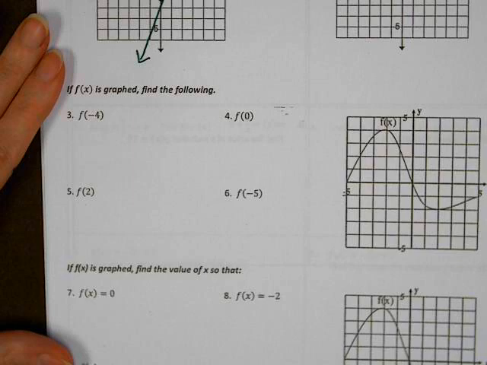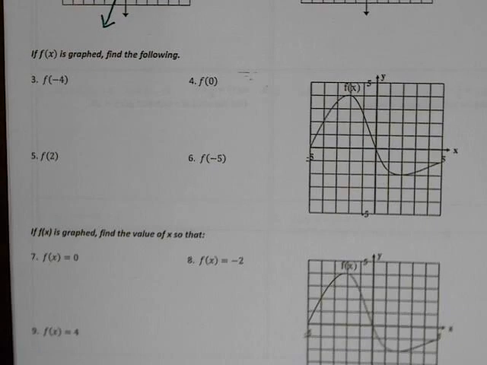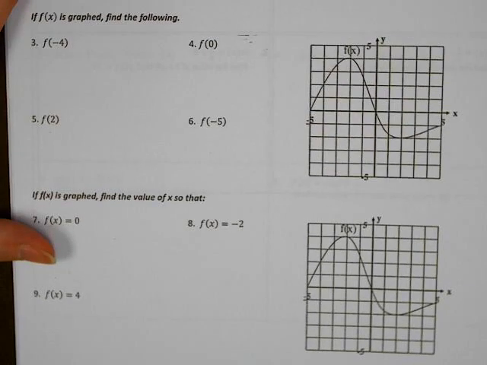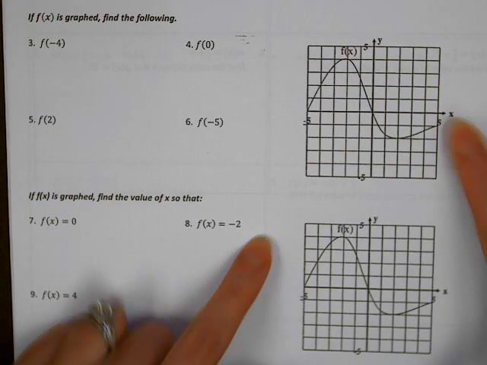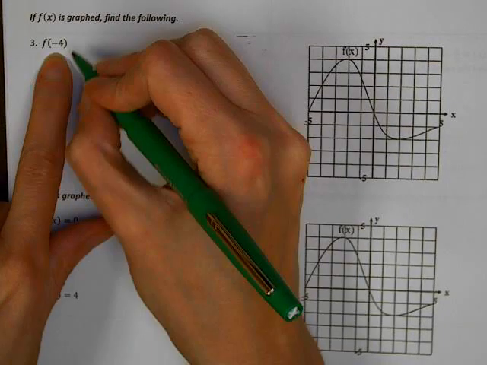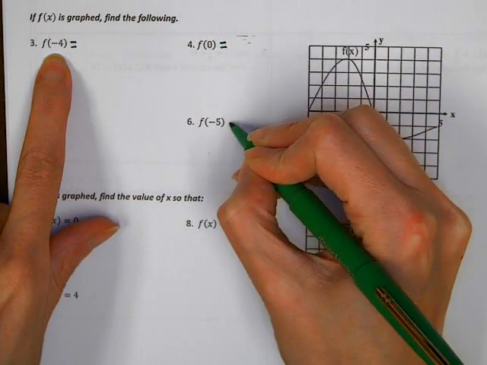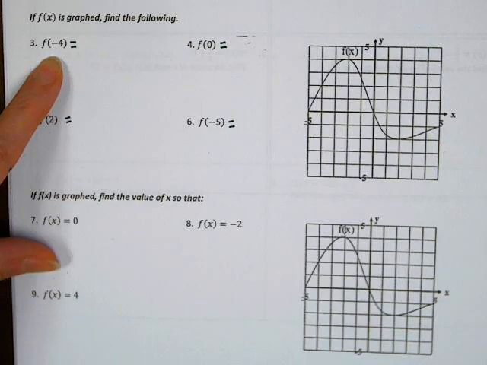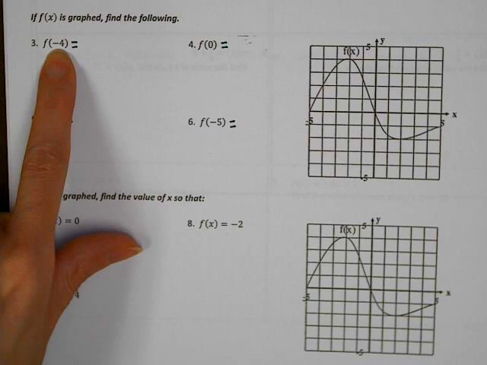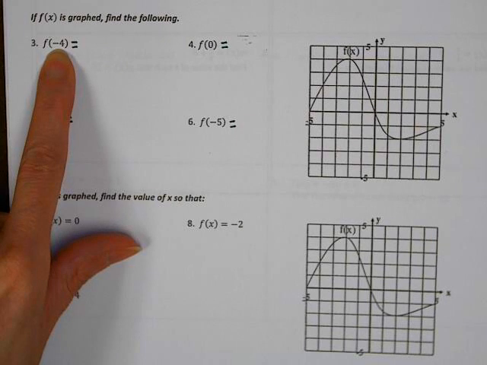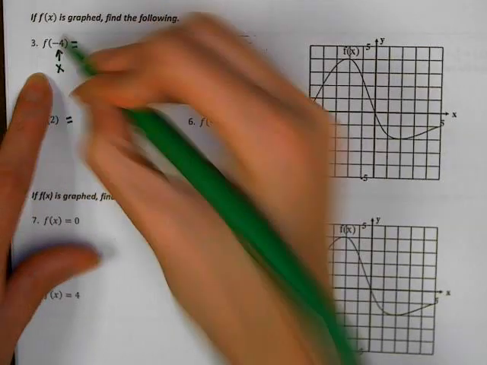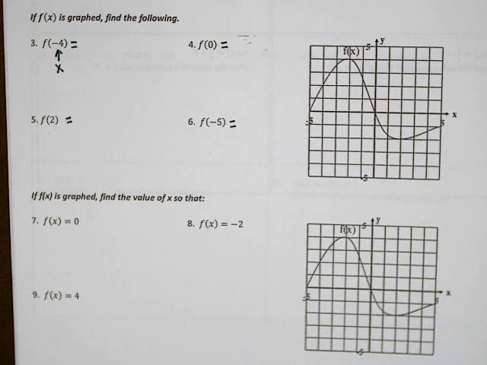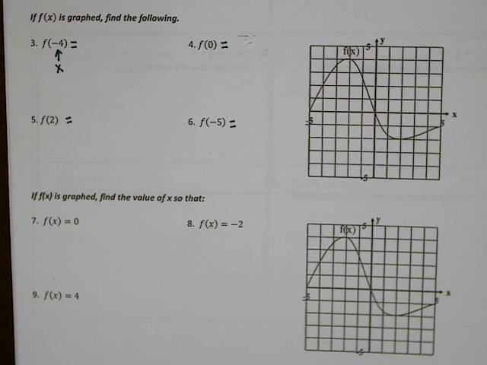All right, so now what if I give you a funky graph and I want you to evaluate some functions here? So this is f of x. This is our function. What does this equal? So this is called evaluating functions from a graph. So what does this mean? F of -4. It means when x is -4, what is its y value? So I need you guys to go to your graph where x is -4.